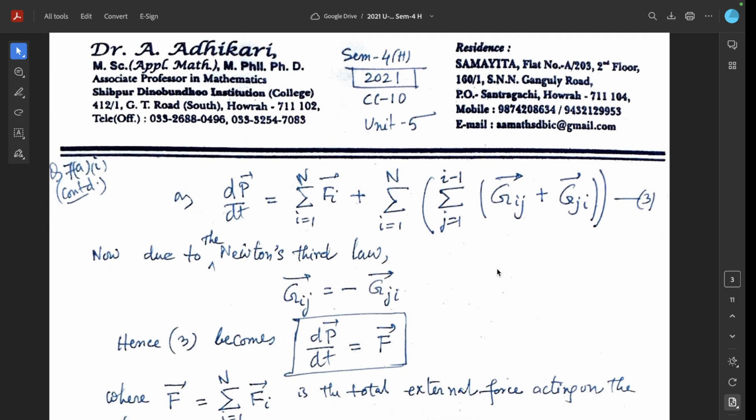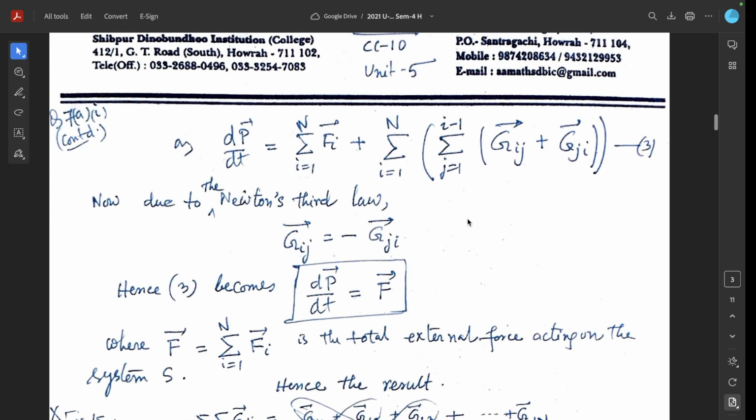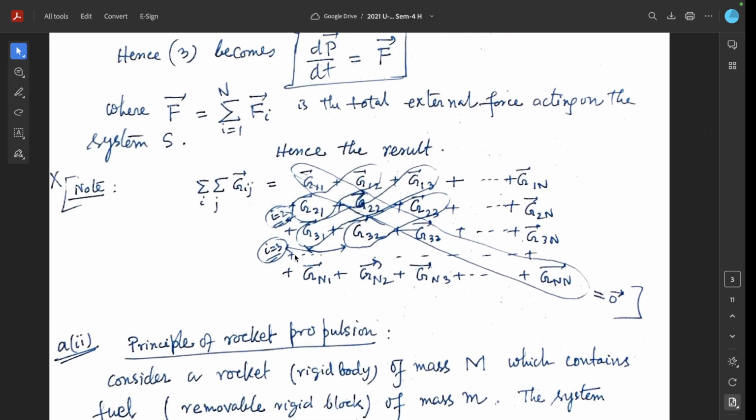And this can be written as the double summation over i and j of Gij. Actually, this is G11, G12, G13 up to G1n, plus G21, G22, G23, G2n, and G31, G32, G33, G3n, and so on, Gn1, Gn2, Gn3, Gnn. Now these principal diagonal elements, G11, G22, G33, Gnn, are all zero vectors.